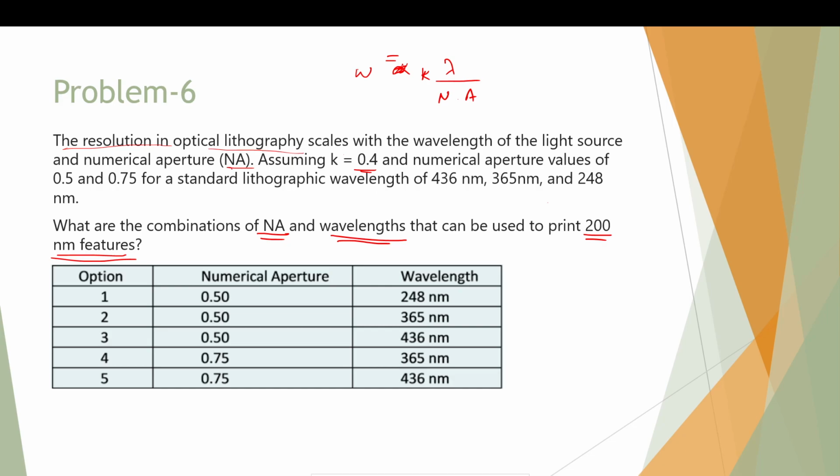So basically we need to find out the W. They have given us that W has to be 200 or less. So the resolution has to be greater, like the width that we can resolve should be smaller than this, only then we can print 200 nanometer features using this combination of aperture and wavelength, or this recipe. So we just need to do this.